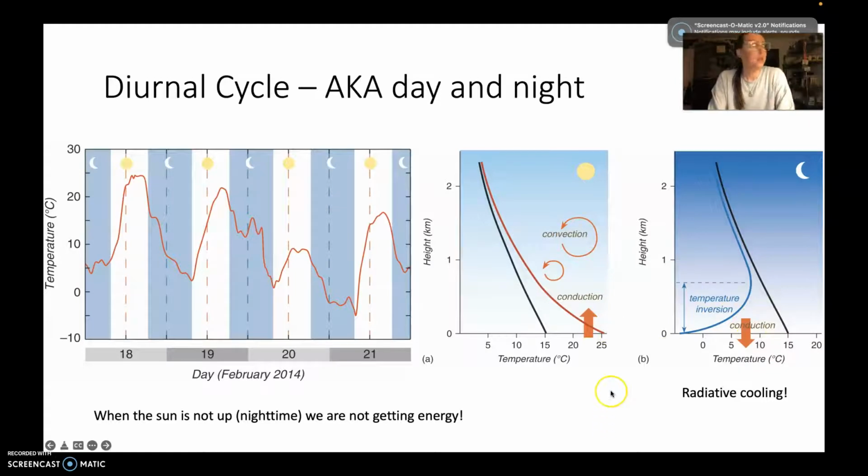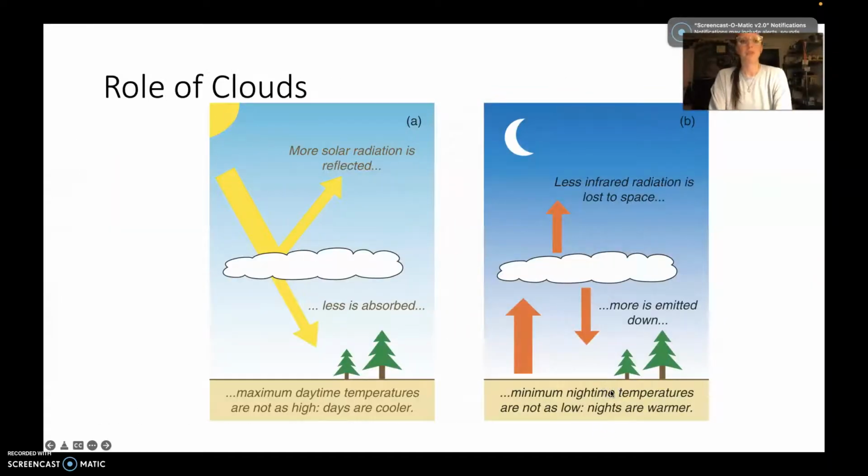And then we have the role of clouds. During the daytime, the clouds reflect more light. They reflect more incoming solar radiation, so then less is absorbed near the surface. So our maximum daytime temperatures are generally not as high, and the days can be cooler.